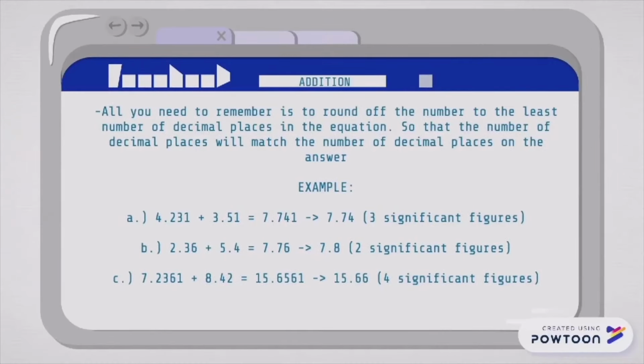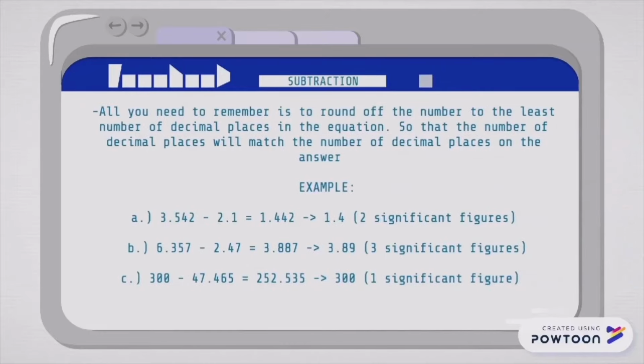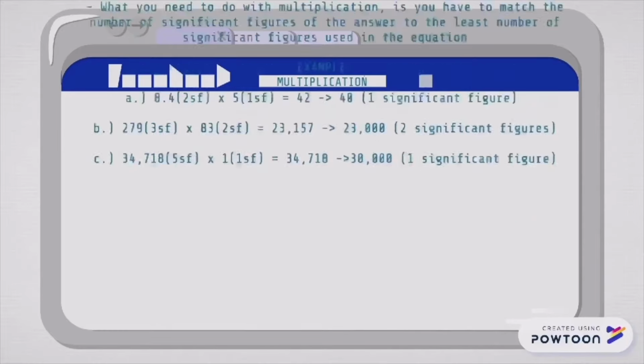In addition, all you need to remember is to round off the number to the least number of decimal places in the equation. In subtraction, all you need to remember is to round off the number to the least number of decimal places in the equation so that the number of decimal places will match the number of decimal places in the answer.